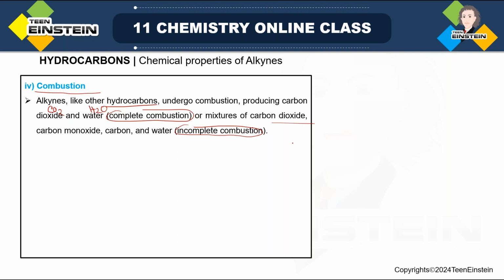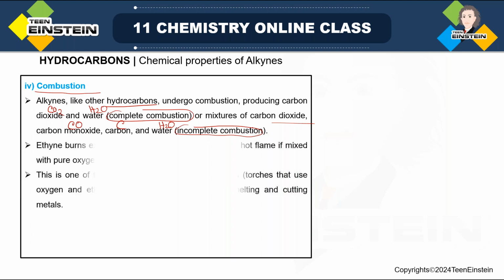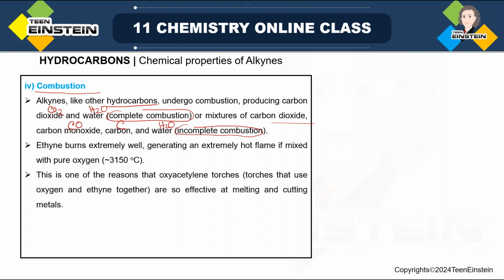Suppose some of the alkynes undergo complete combustion, but some of them do not. In that case, there will be generation of CO, C, and H2 is also there, because that is the fate of the hydrogen which is present in the hydrocarbon. So if it is so, then we will write the example here with ethyne.